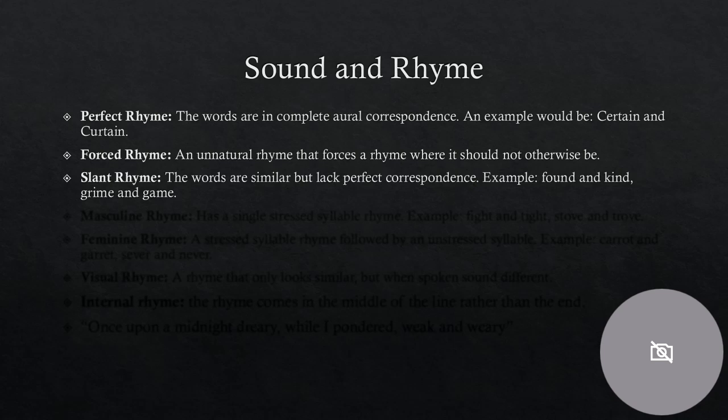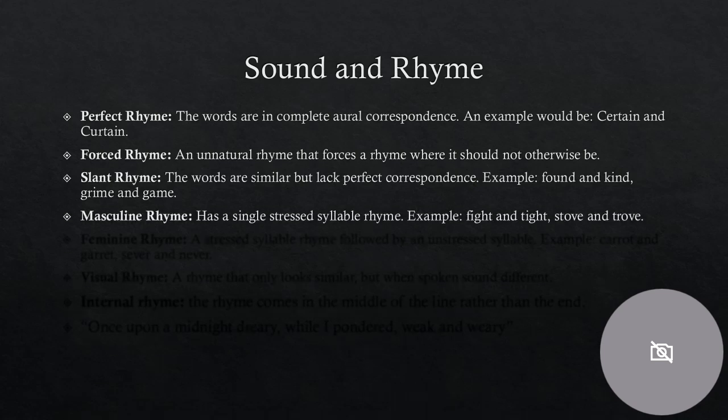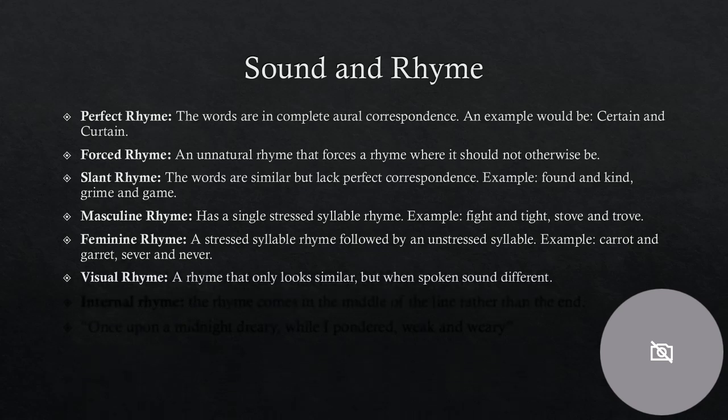Emily Dickinson is known for slant rhymes. She even has a poem where she says, I tell the truth, but I tell it slant, and she's referencing slant rhyme intentionally there. The romantic poets just really pair up well with sound and rhyme. A masculine rhyme has a single stressed syllable: fight and tight, stove and trove. Feminine rhyme is a stressed syllable rhyme followed by an unstressed, so like two syllables with the stressed first: carrot, garret, sever, never. Visual rhyme, the words look like they rhyme, but they don't.